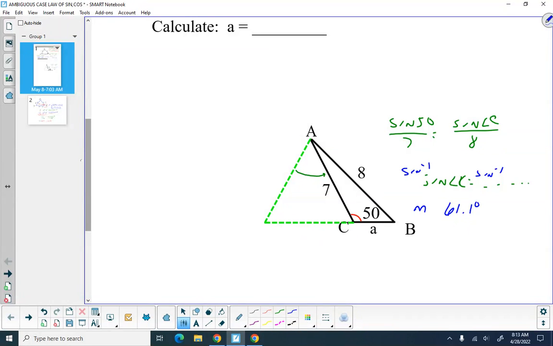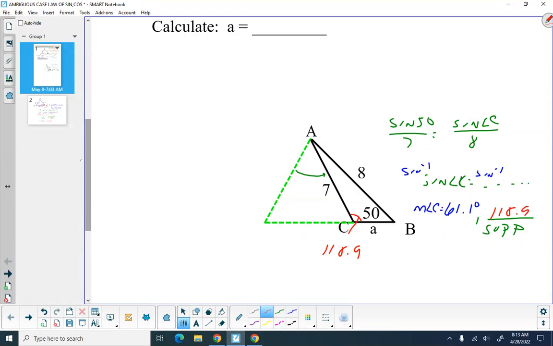So we came down to 61.1 degrees for the measure of angle C. But what we also have to worry about here is the supplement. Well, what is the supplement to 61.1 degrees? If the measure of the angle is 61.1, what is its supplement? Q? 118.9. 118.9, which looks like this obtuse angle.